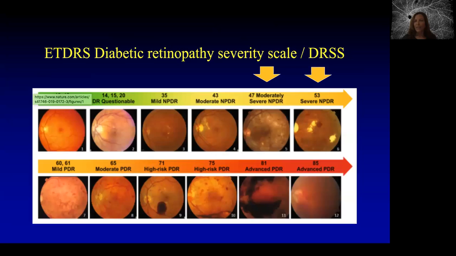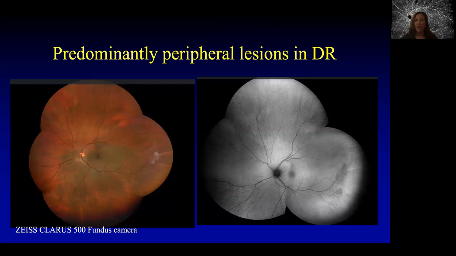Levels 47 and 53 are so important because these signify the steps right before proliferative diabetic retinopathy, where treatment is indicated or there is a high risk of vision loss. One shortcoming to using the standard 7-field image is that peripheral lesions may not be imaged. And this is a patient with predominantly peripheral lesion in diabetic retinopathy consisting of this temporal region of fibrotic neovascularization.